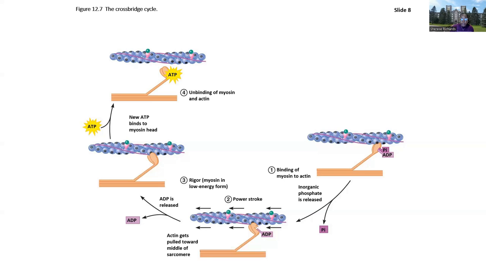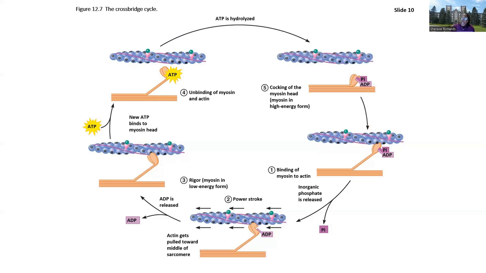Okay, so it's really important to understand the transition here from the low energy form, which is where it's tightly bound to actin, to a new ATP coming in, and now it is in high energy, and then it can disengage from the actin. Now that new ATP is hydrolyzed, and it's going to result in the inorganic phosphate and ADP bound to the myosin head once again. And now it will be considered in the high energy form.